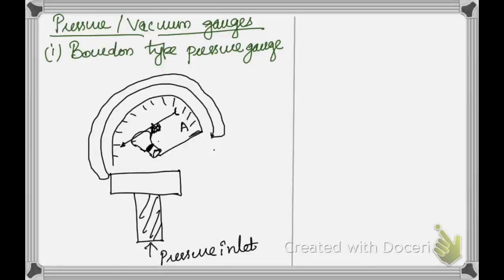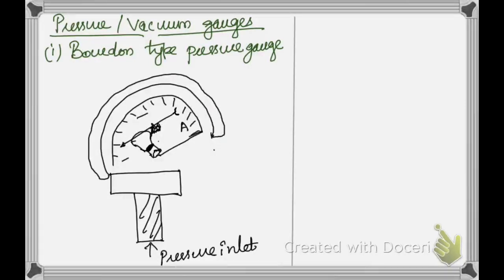The pressure to be measured is connected to the open end of the tube. This applied pressure acts on the inner walls of the Bourdon tube, and due to the internal pressure, the tube tends to change its cross section from elliptical to circular. This straightens the tube, and the movement of the tube is transmitted through a mechanical link to a pointer which moves on a graduated circular dial. You can see here this circular dial, and the pointer moving on it will indicate the pressure intensity of the fluid.